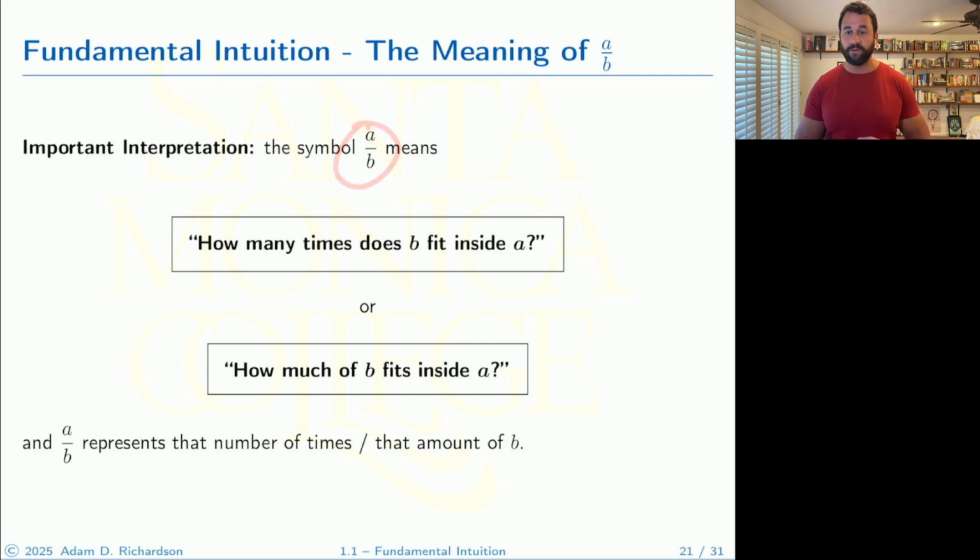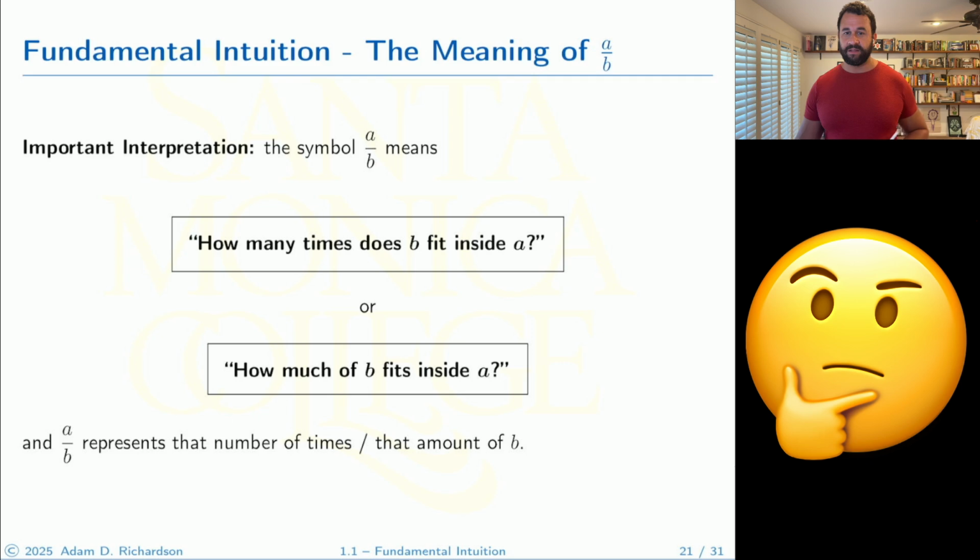So here's an important interpretation. This symbol A over B means how many times does B fit inside of A? Or how much of B fits inside of A? And this symbol, A over B, represents that number of times or that amount of B. So, I just want to pause here. I want you to think about this, like I was talking about in the intro lecture. Just pause and think about this for a minute.